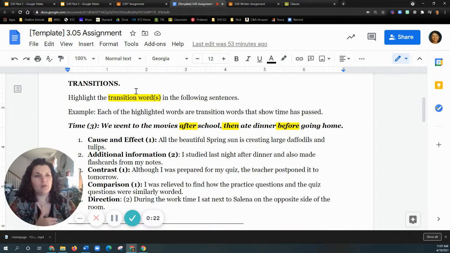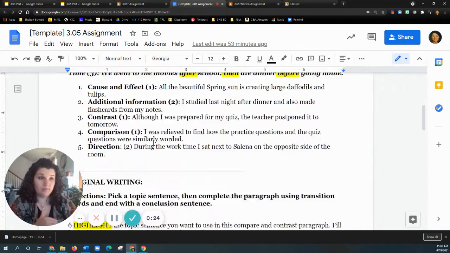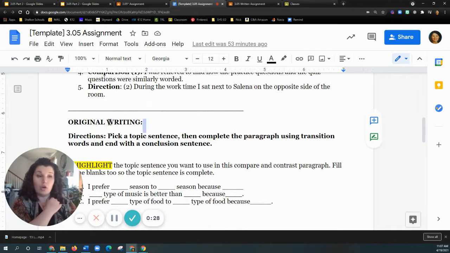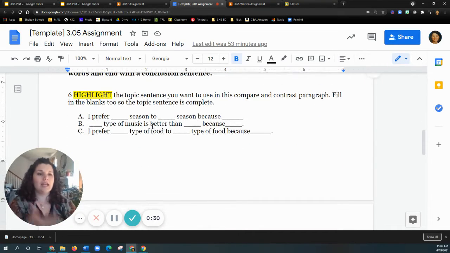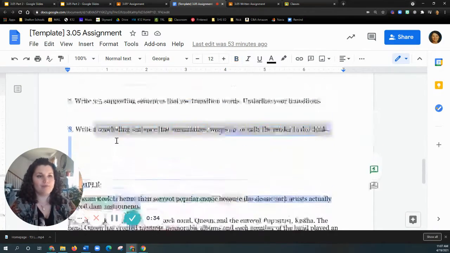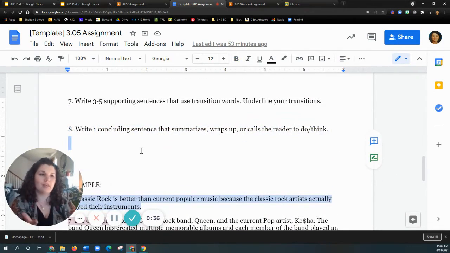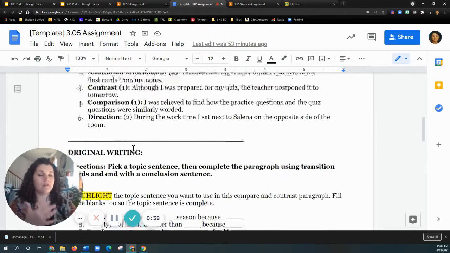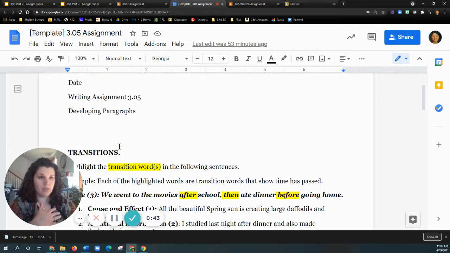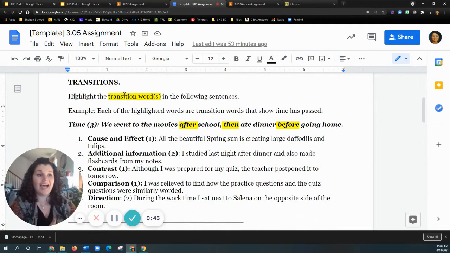So in your document, you have a section called Transitions, and you have 5 transition questions. And then you have a section called Original Writing, and this is where you have your writing. And I have an example for you in each section. So this is the overall gist. We're going to start with the transitions. And the directions say, highlight the transition word or words in the following sentences.